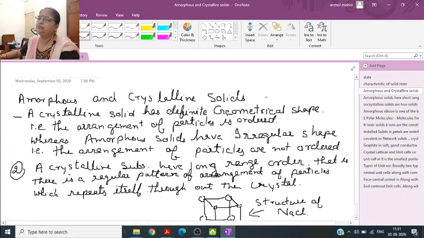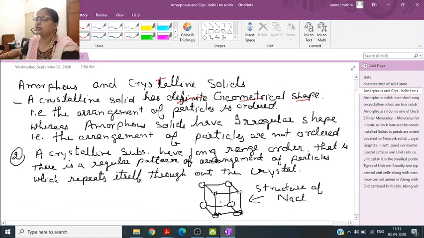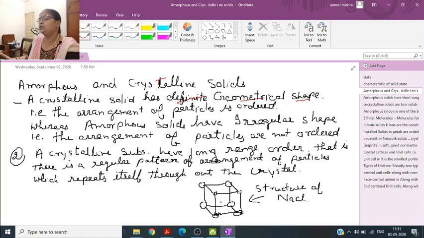Now, solids are of two types, amorphous and crystalline solids. So, types of solids we have to study. Number 1, that is crystalline solid. A crystalline solid has a definite geometrical shape, that is, the arrangement of the particles is ordered. For example, I have drawn the structure of a cube. This is the structure of NaCl. This is a single unit. Now, this unit is repeated three-dimensionally. So, if you find the same structure throughout the crystal, then it is a crystalline solid.